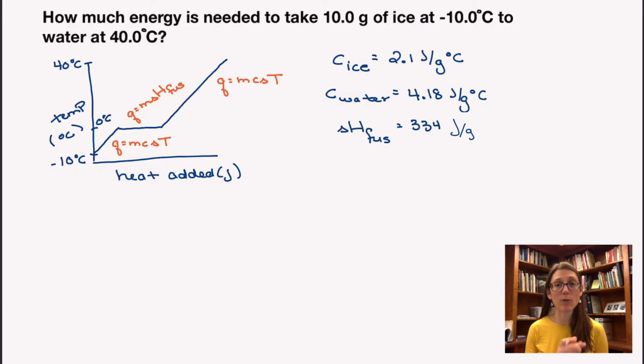At this point, we have all the pieces that we need in order to calculate this. Each section, we're going to calculate the heat for, and then we're going to add them all together because we had to put all three amounts of heat in to accomplish the change that we were tasked with. I'm going to start with heating my ice.